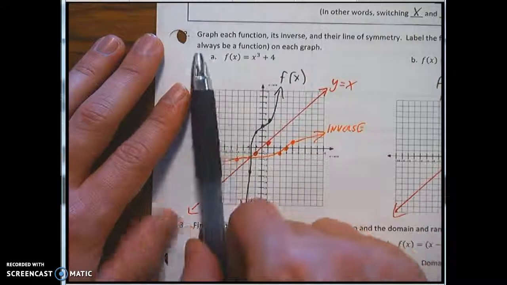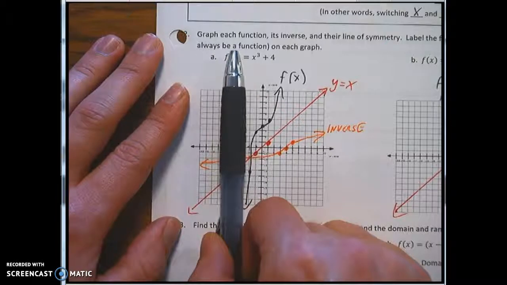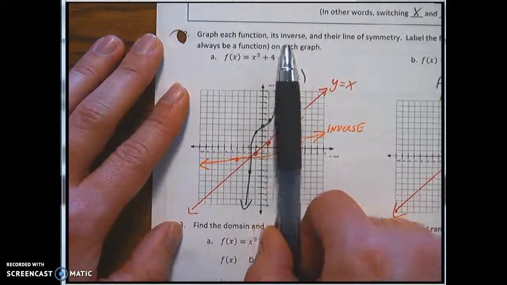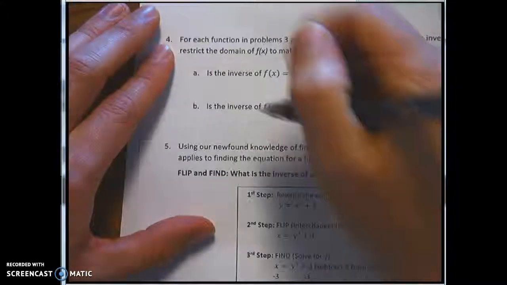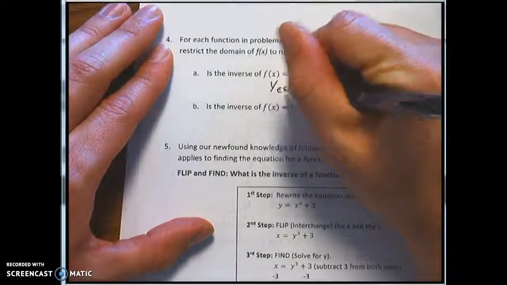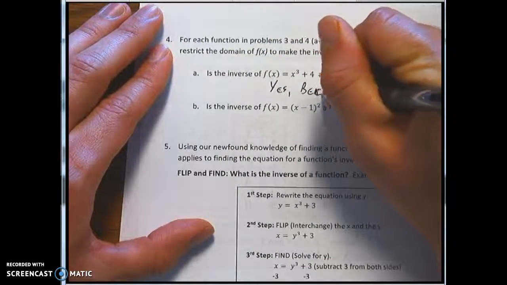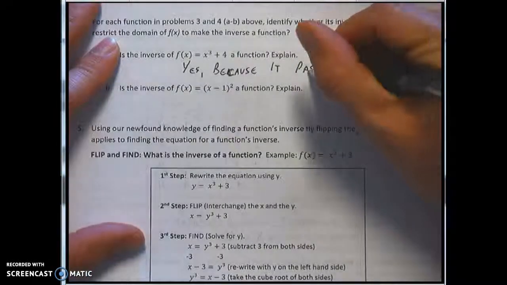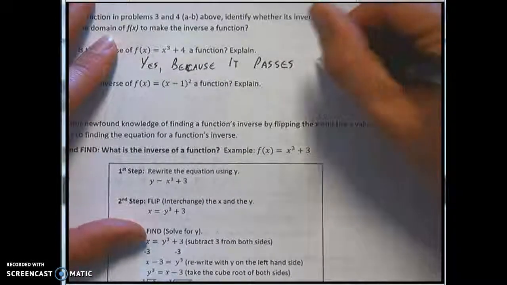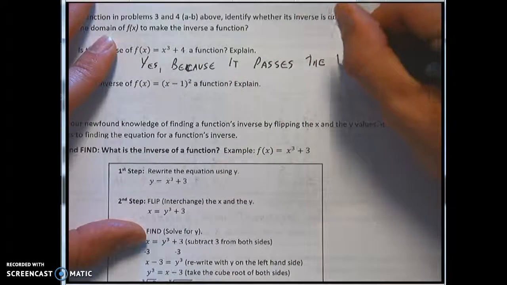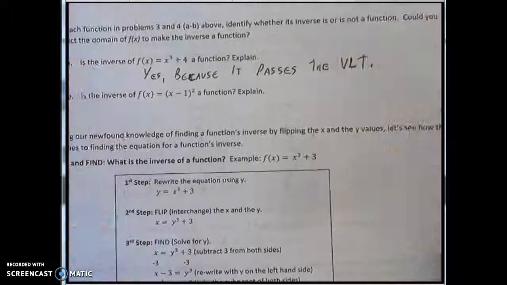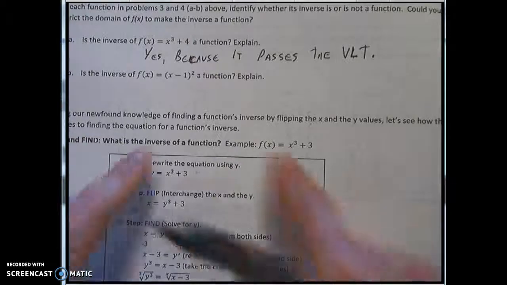Remember, the vertical line test is, as I run a vertical line across this orange function here, do I ever touch more than one point at a time? No, I do not. So yes, it is a function because it passes the vertical line test. And I'm going to go ahead and abbreviate that VLT for vertical line test. I think we can all understand what that means. But this is the next one.